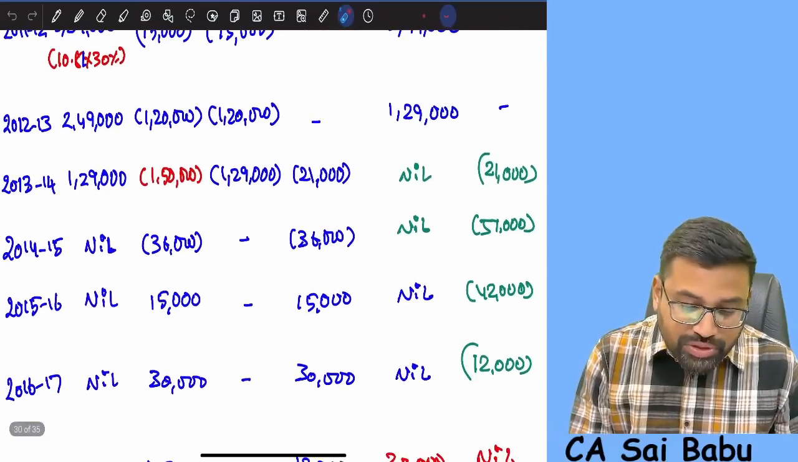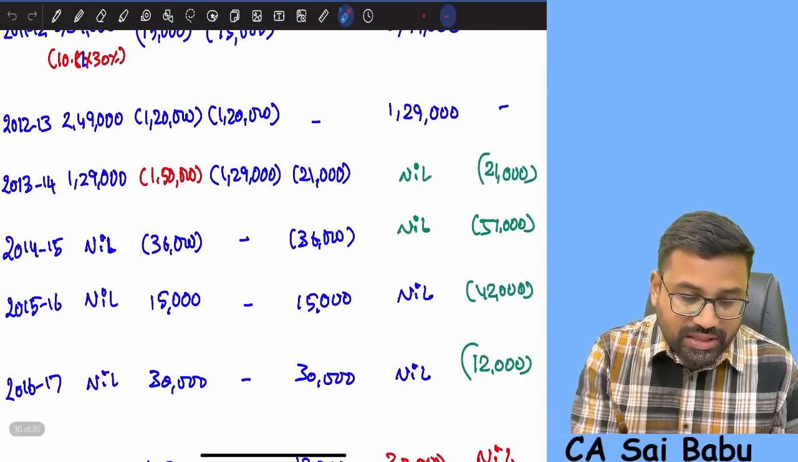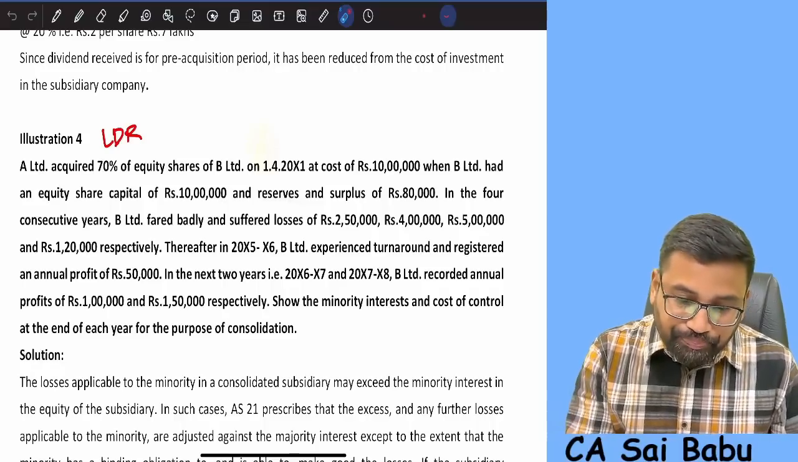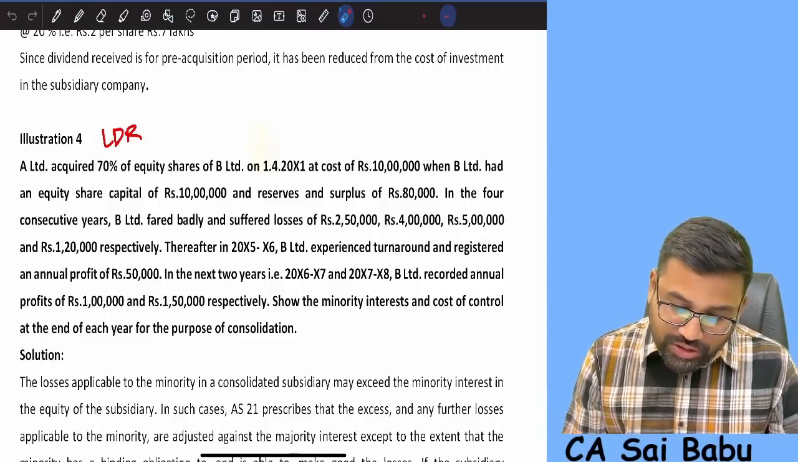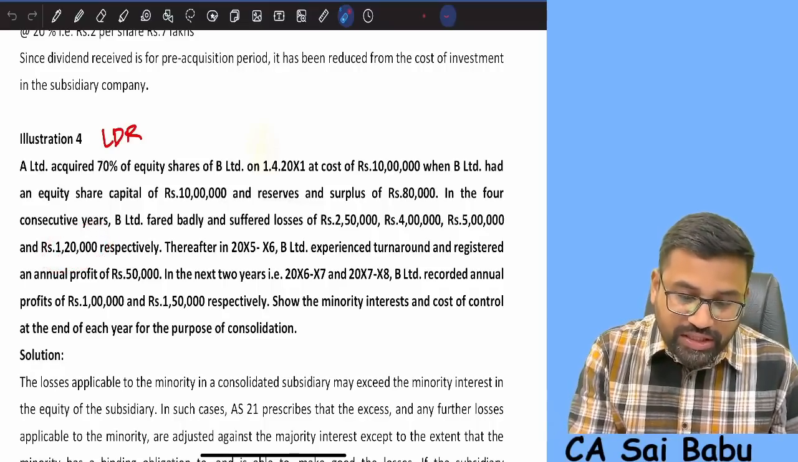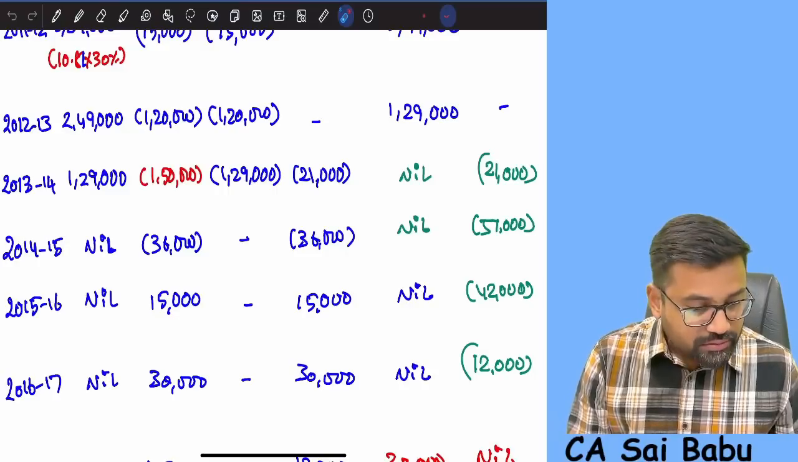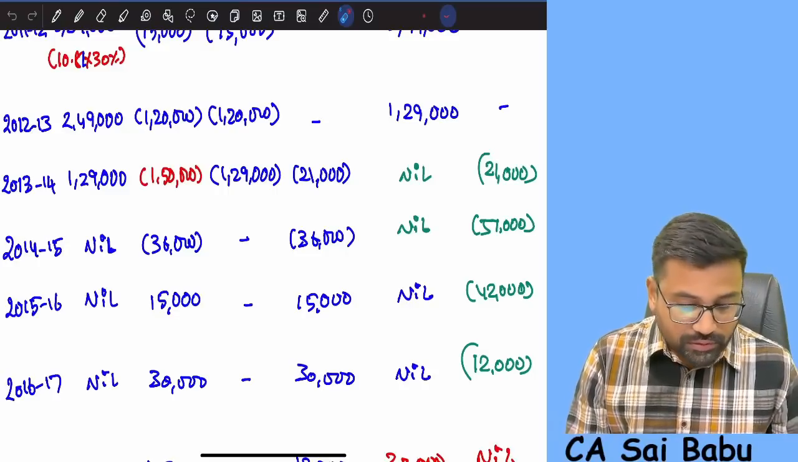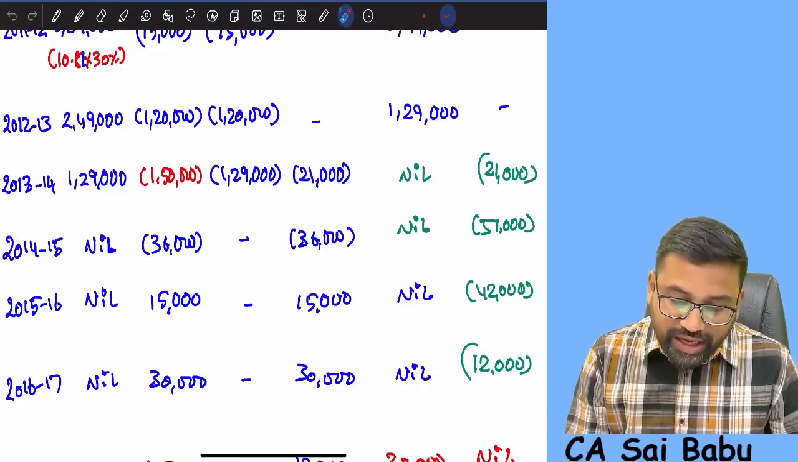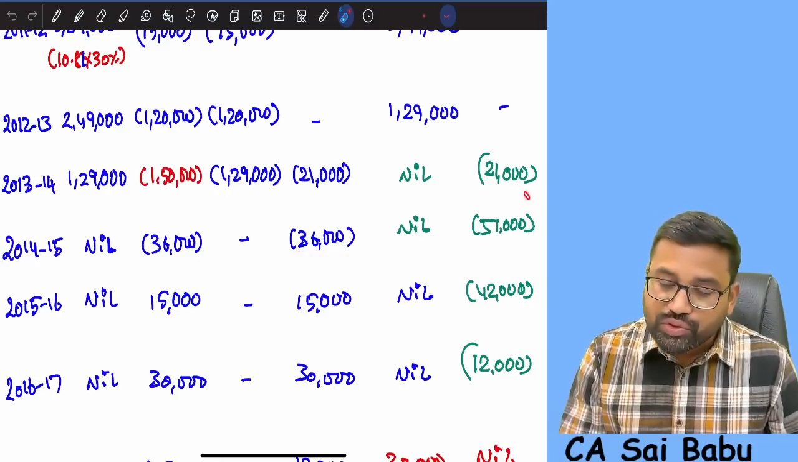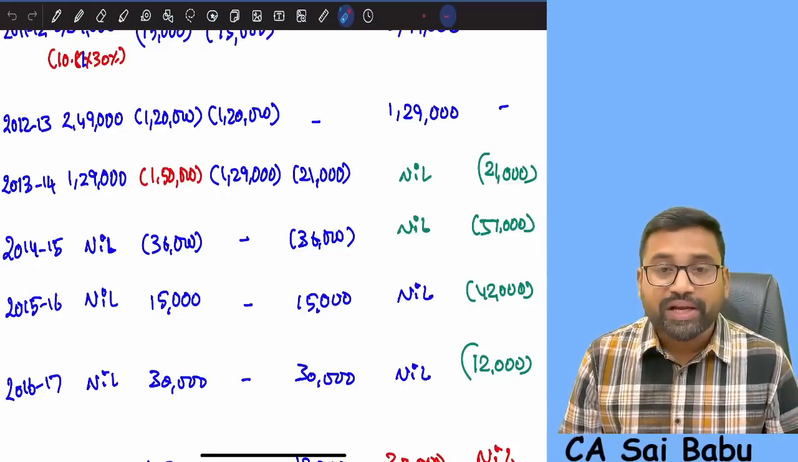Next year also, suppose there is a loss, our share 30%. Next year again there is a loss. I think 1.2 lakhs. In this 1.2 lakhs, 30%, 36,000. Again, this will be adjusted to the parent company reserves. So total 57,000 is adjusted to parent company reserves.